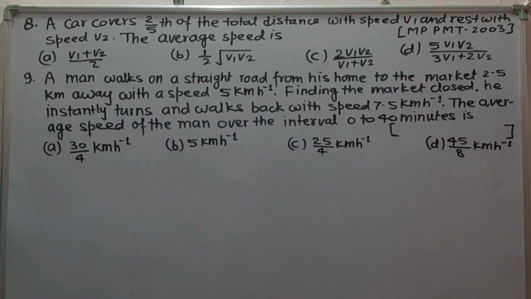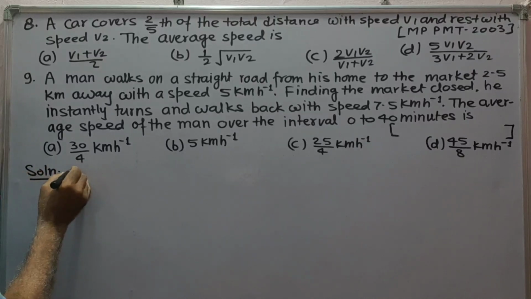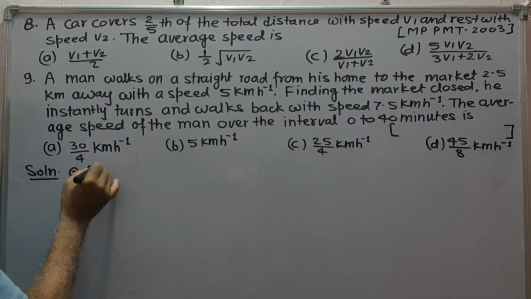Next, question number 8. The question is, a car covers 2/5 of the total distance with the speed v1 and the rest with speed v2. The average speed is... These are the options. So, solution to question 8.